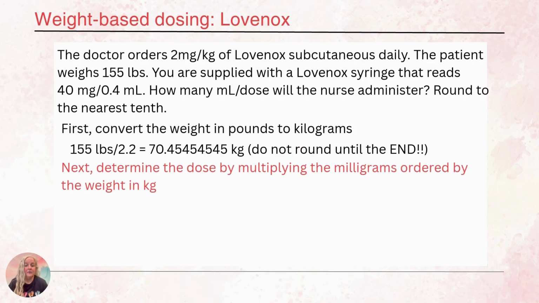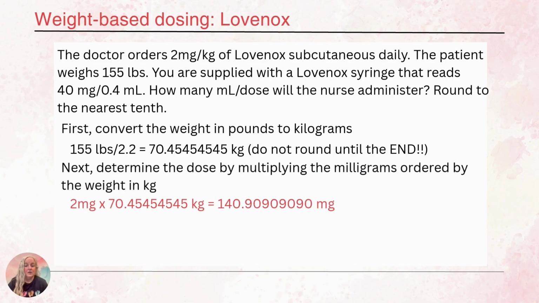Next, determine the dose by multiplying the milligrams ordered by the weight in kilograms. So the milligrams ordered is 2 milligrams times the weight in kilograms. So 2 milligrams times 70.45454545 equals 140.90909090. Still do not round.